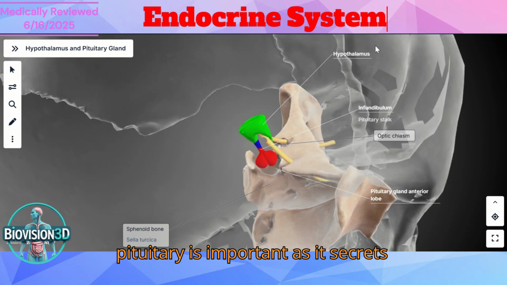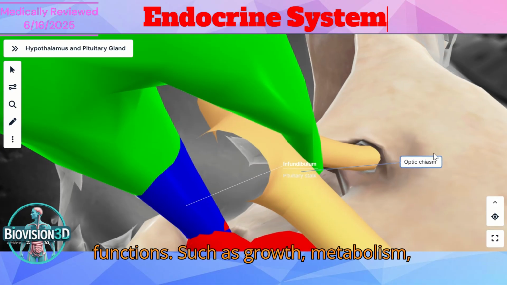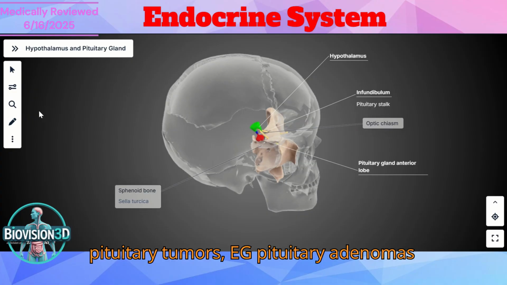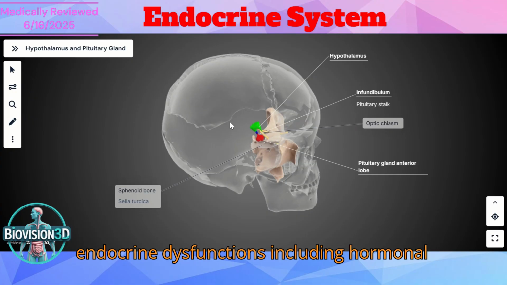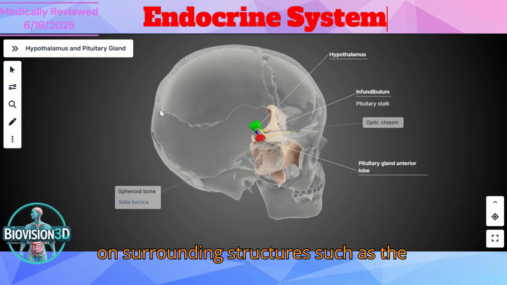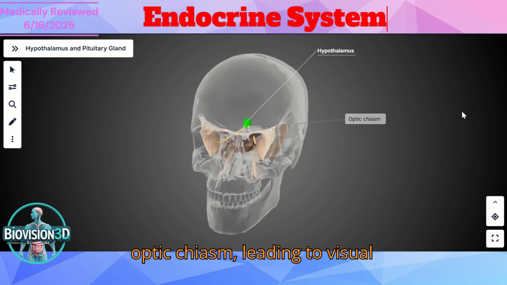Clinically, the pituitary is important as it secretes hormones that regulate numerous vital functions, such as growth, metabolism, and reproduction. Disorders like pituitary tumors, e.g., pituitary adenomas, can lead to a variety of endocrine dysfunctions, including hormonal excess or deficiency, and can impinge on surrounding structures, such as the optic chiasm, leading to visual disturbances.